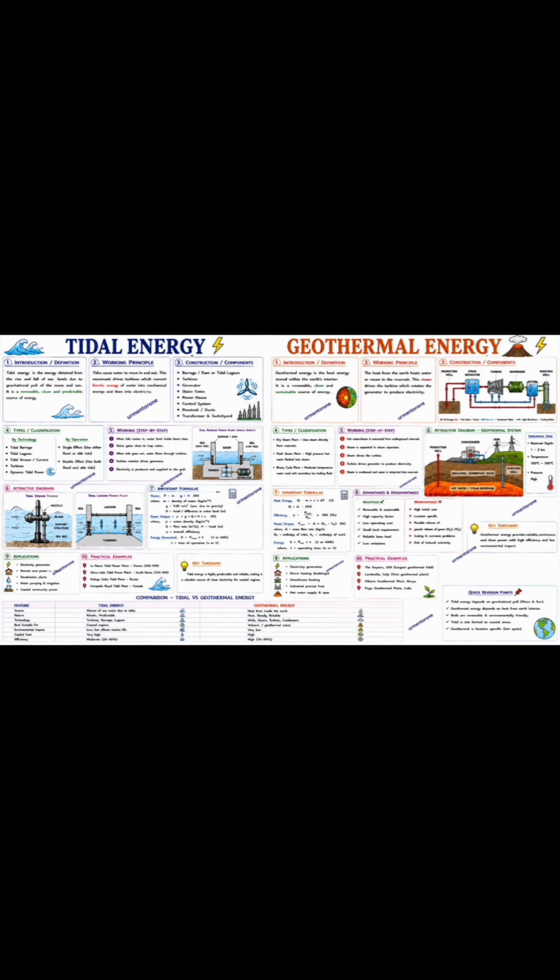Working, step by step. Step 1. Hot water or steam is extracted from underground reservoirs. Step 2. Steam is separated in a steam separator. Step 3. Steam drives the turbine. Step 4. Turbine drives the generator to produce electricity. Step 5. Steam is condensed and water is re-injected into the reservoir.